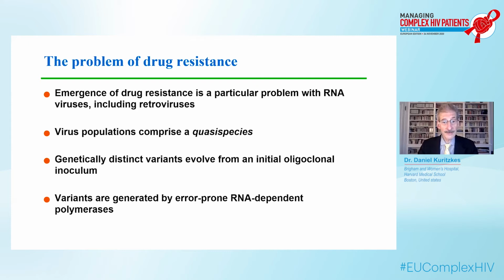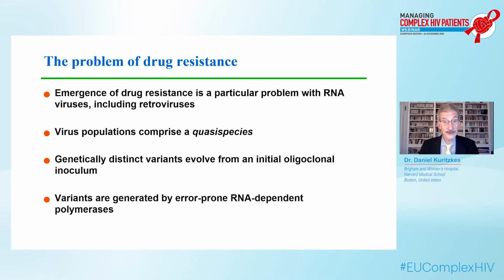Let's talk for a minute about the problem of drug resistance. The emergence of drug resistance is a particular problem with many RNA viruses, not just HIV, but it's a particular issue with retroviruses. These virus populations comprise a quasi-species where there are many very closely related viruses circulating simultaneously in an individual, all recognizable as that person's strain, but each slightly different from the other. And that's because genetically distinct variants or groups of variants evolve from an initial oligoclonal inoculum.